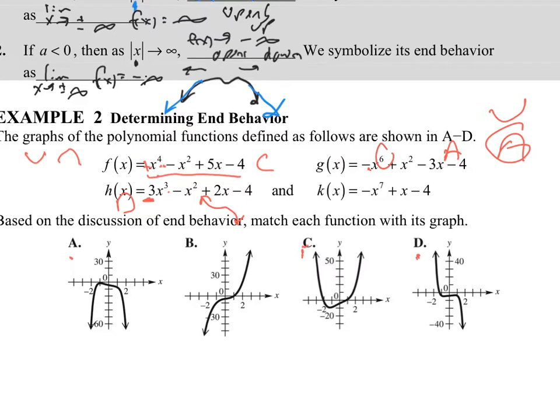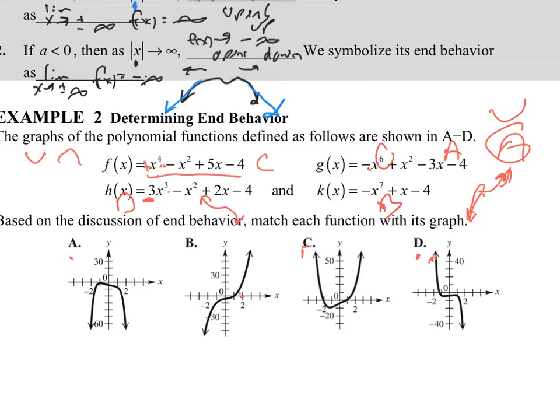H, it flips it. So instead of rising to the right, it falls to the left and rises to the right instead of rising to the left like the other one did. Plus, it's the only other odd power there is. So that would have been, wait a minute, did I do it wrong? Oh, I wanted this one. I wanted B. C, A, D, B. Double check.